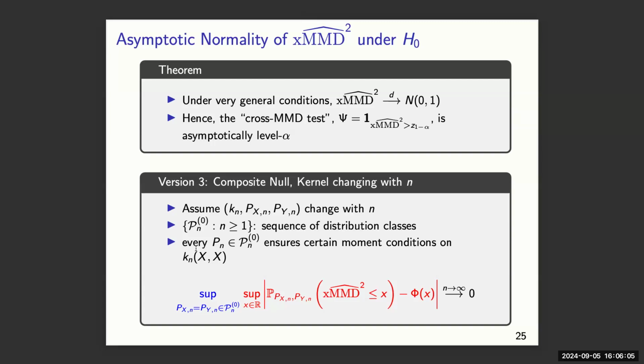What's the null process here? Is it all Px equal to Py for all n? Yes. Yes.